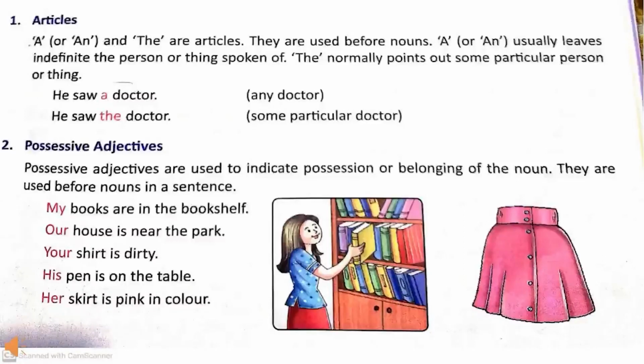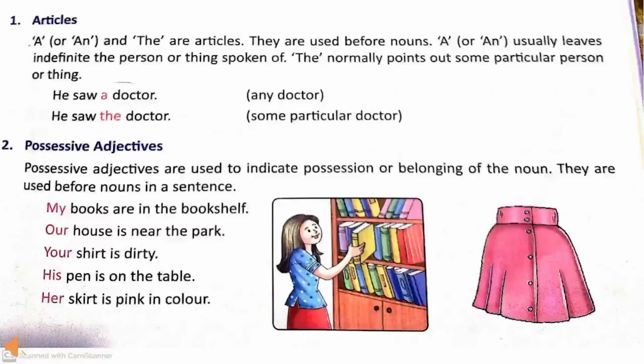For example, he saw a doctor. Here a doctor means any doctor, means indefinite. We are not sure about which doctor we are talking. And in the next sentence, he saw the doctor. Here the indicates that some special doctor, some particular doctor. Articles are used before a noun.